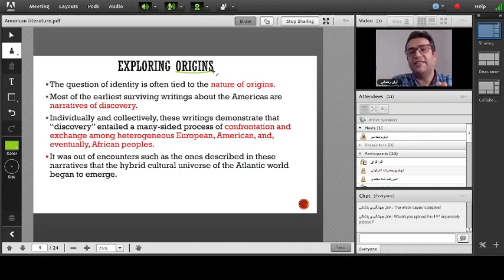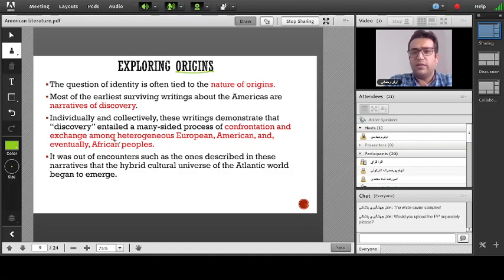That's why the second idea that we are talking about today is exploring the origins of American people. Where did they come from? And how their unique cultures back home, because most of them were immigrants, influenced who they became in America. And so questions of identity and origin are very much interrelated.